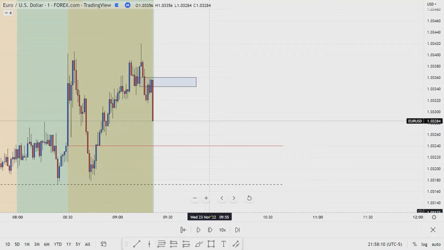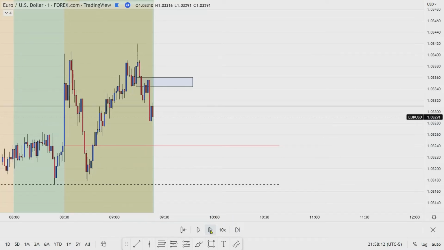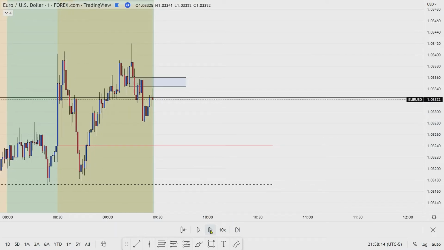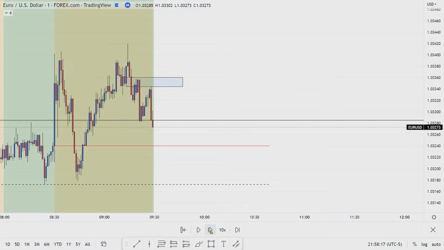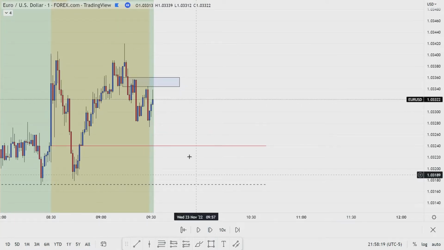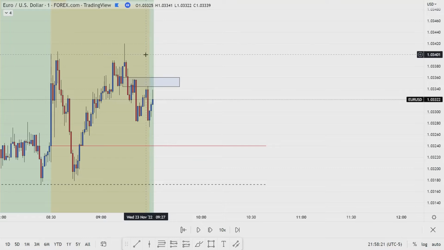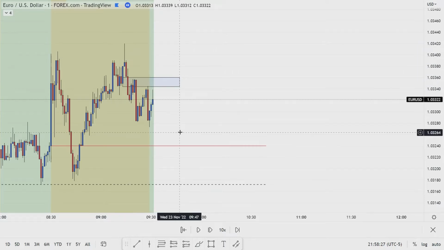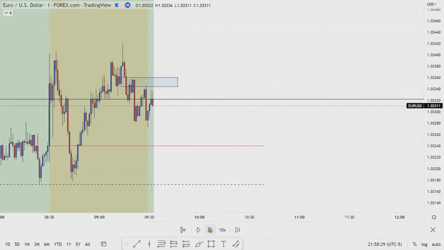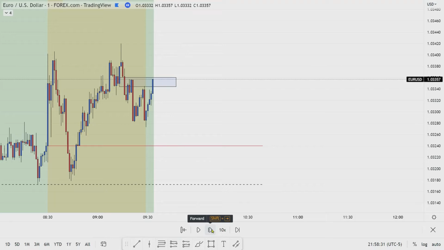Okay, so it did work out in our favor, but we didn't take the trade. Okay, so we've officially reached 9:30 with the close of this brown session. Once this brown session's over, that's the 9:30 opening. And so if we can see a sell setup, I would get in.